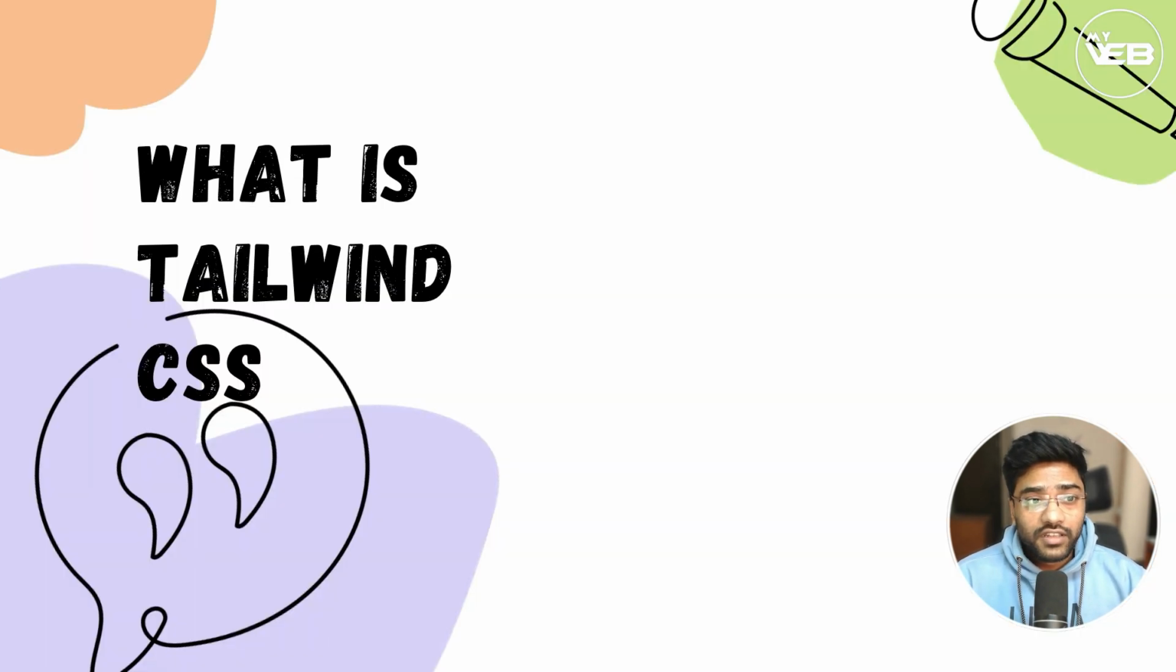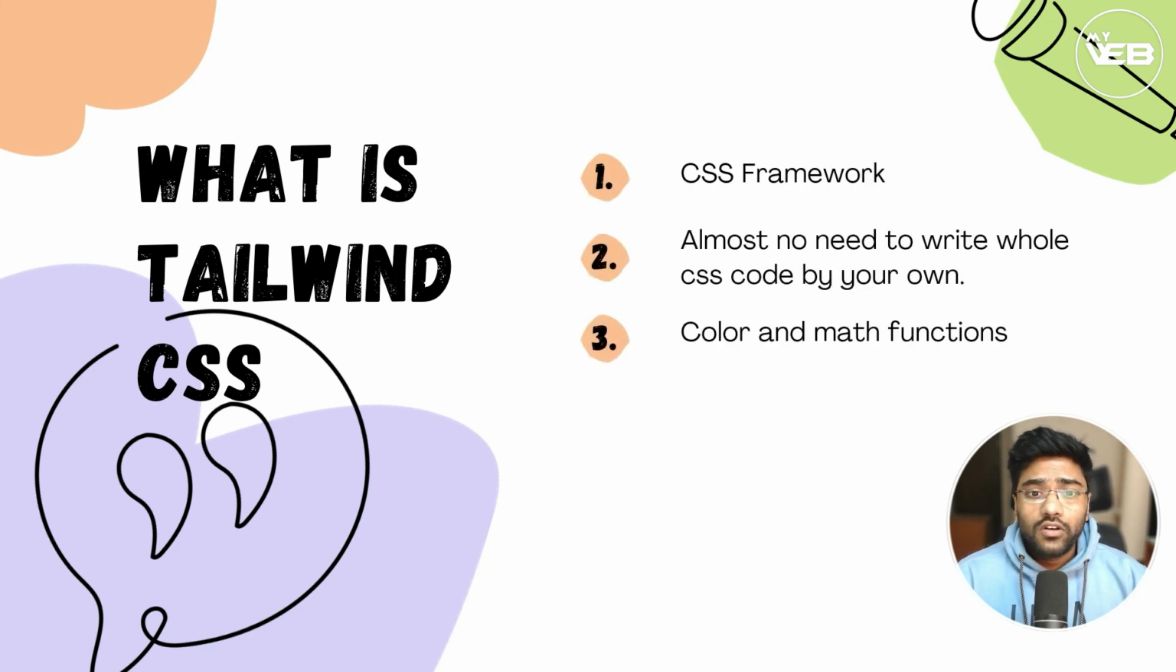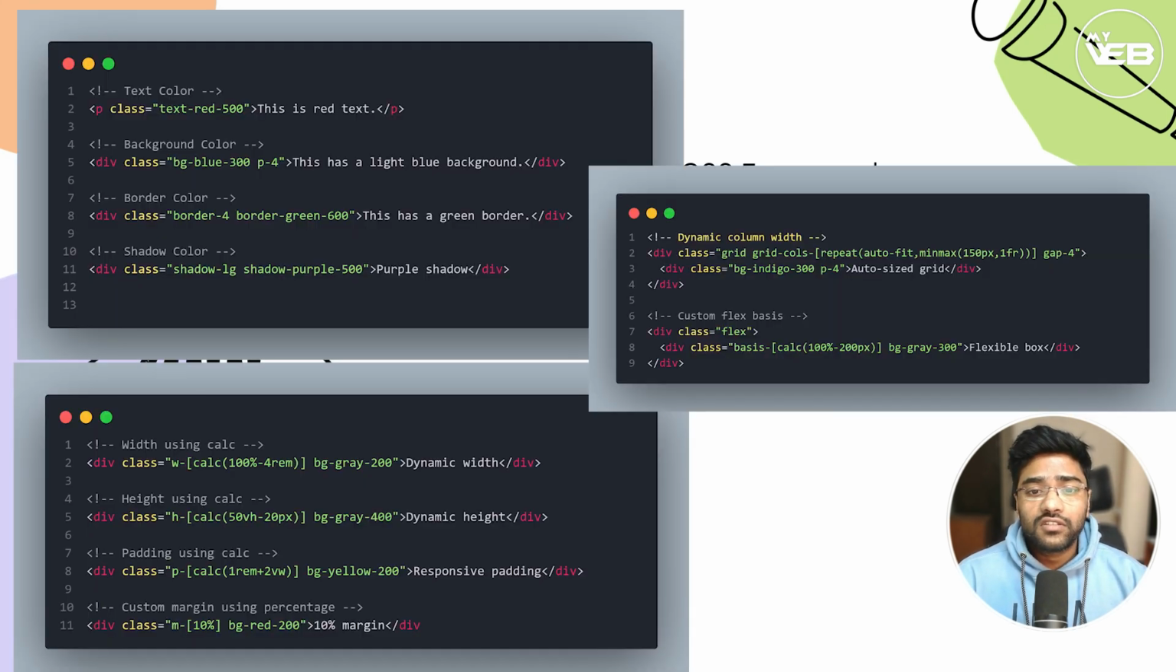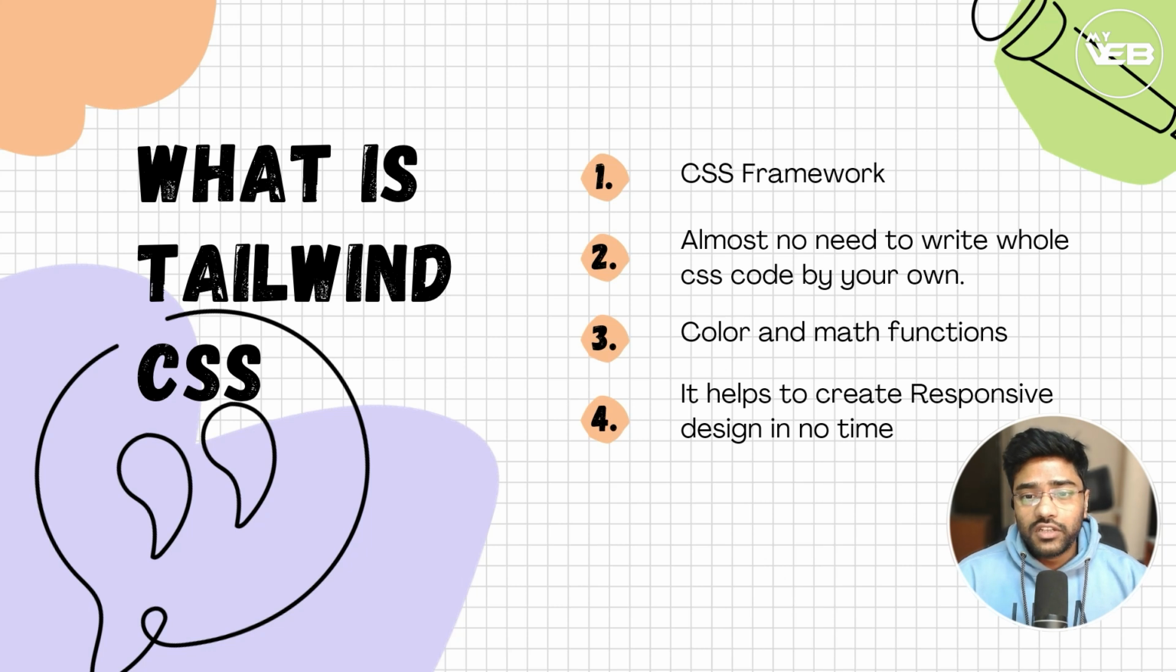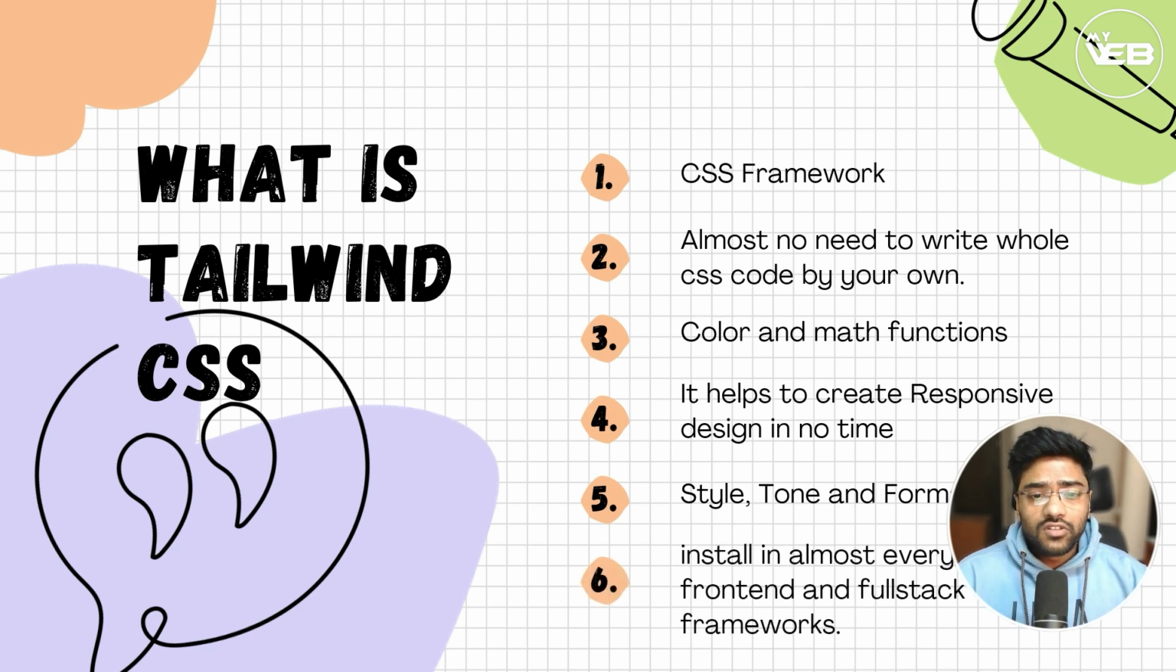What is Tailwind CSS actually? Tailwind CSS is a CSS framework. There is almost no need to write the whole CSS code on your own. It has color and math functions. We'll talk about it later in our next tutorials, so don't worry about this. It helps to create a responsive design in no time. It has style, tone, and formality. It has all of this, and it's installed in almost every front-end and full-stack framework.